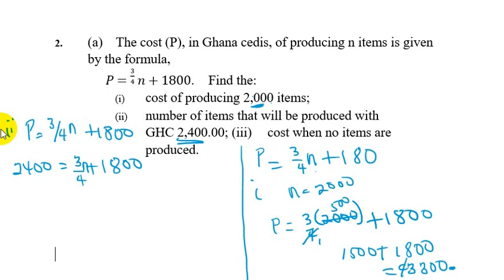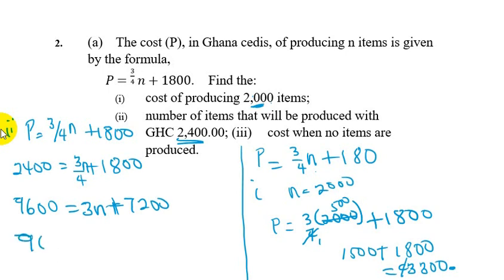Now how do we clear the fraction? We will multiply each side by the denominator 4. So we multiply 4 by 2,400, and we get 9,600 here. Then we multiply 4 by this fraction, we will get 3n. Then plus, we multiply 1,800 by 4, we are getting 7,200. Then we group them.